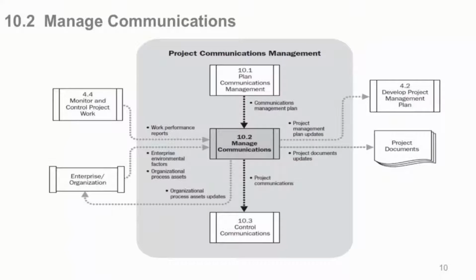So here's our data flow diagram. Here we are again, monitor and control project work, performance reports. Again, the only output from performance reports is from 4.4. Other factors and so on come in. Your communication plan is your guiding document. Between those things, you're able to produce the actual project communications to whomever.